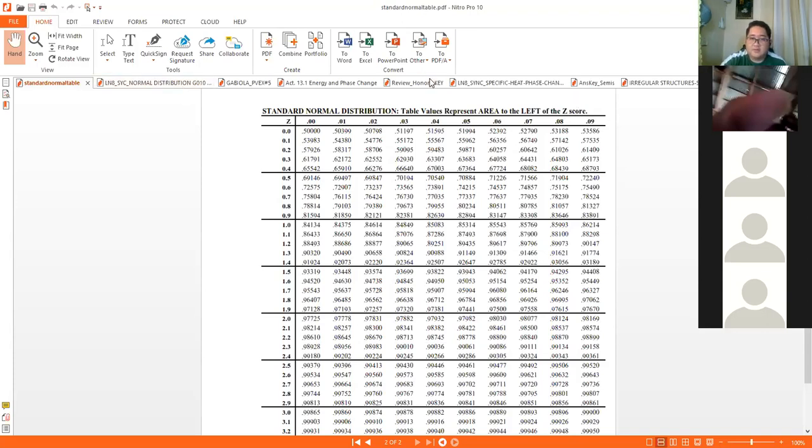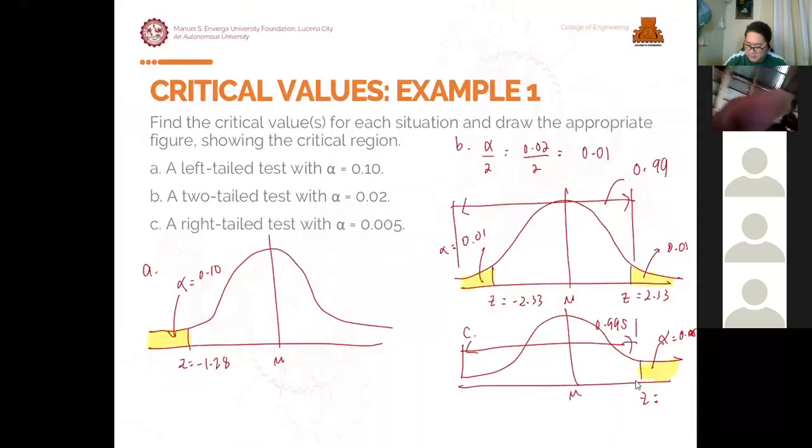Let me share again, let's go back to our screen. Okay, this is 2.58. Okay? So that is how to identify the critical value based on the given level of significance. It is more on the application of our normal distribution, so the way of finding it is the same. Okay? Question on number 1.